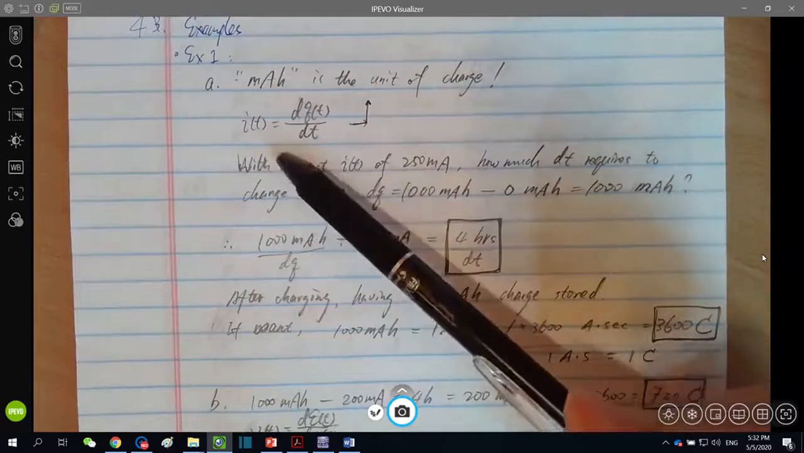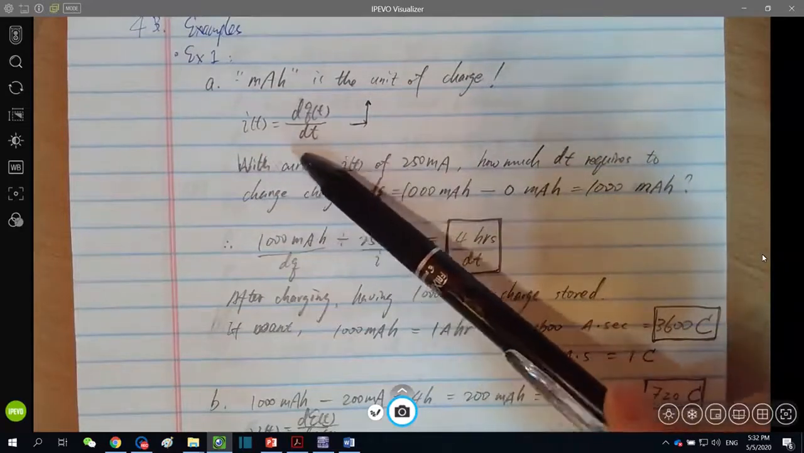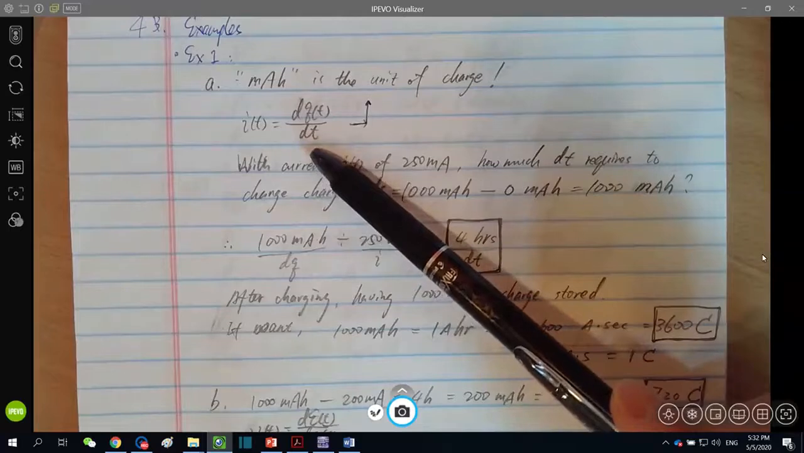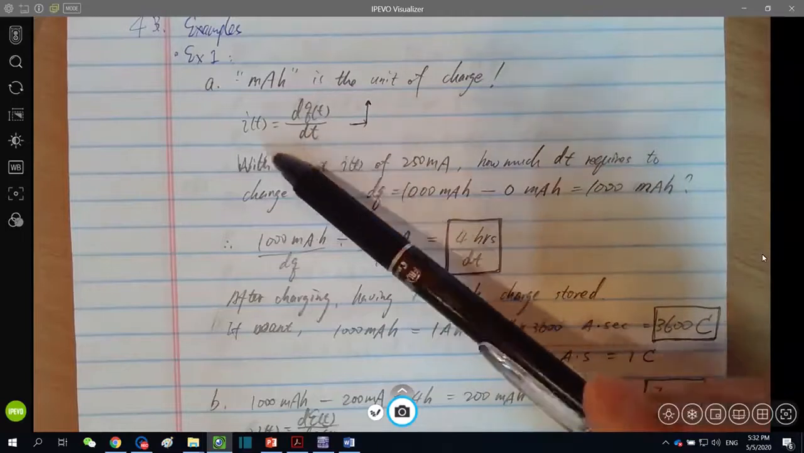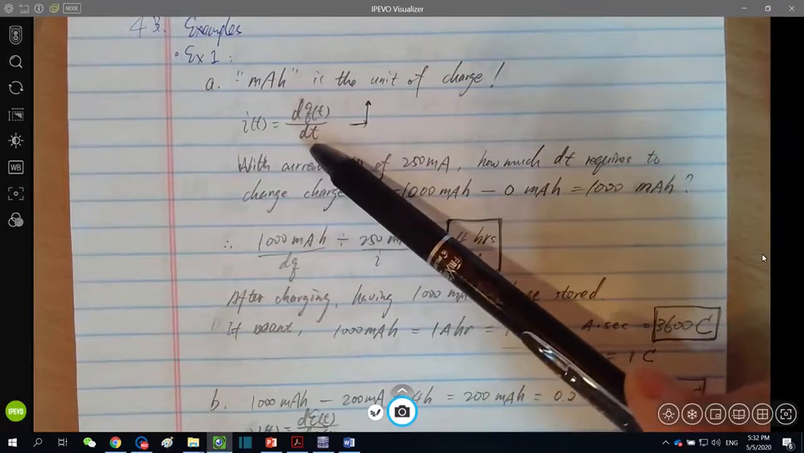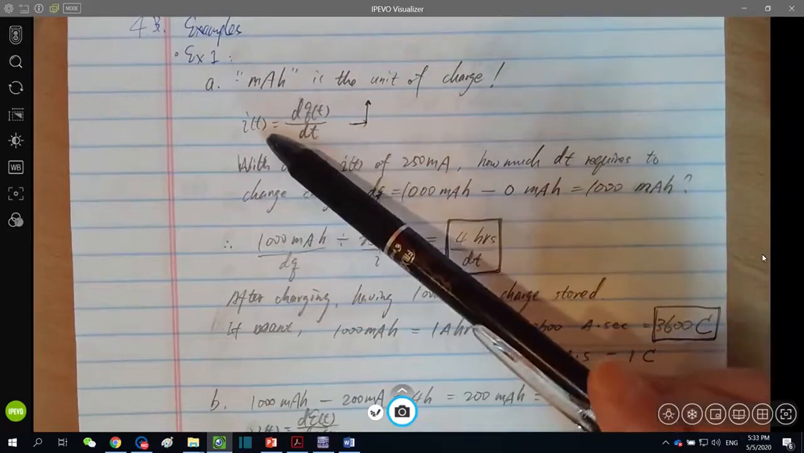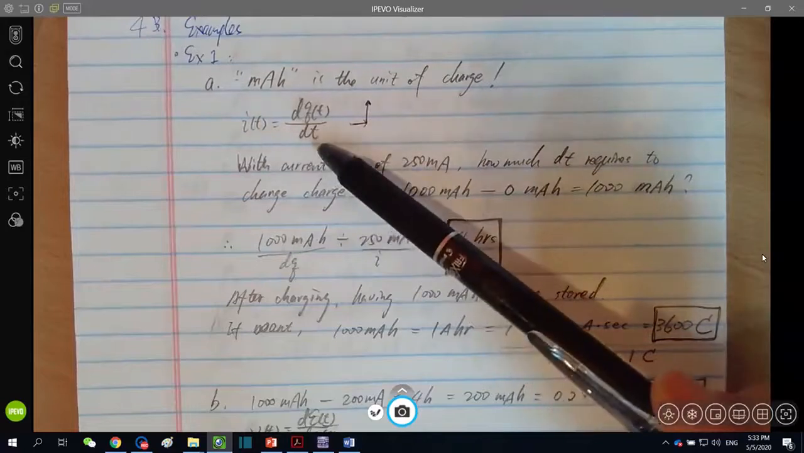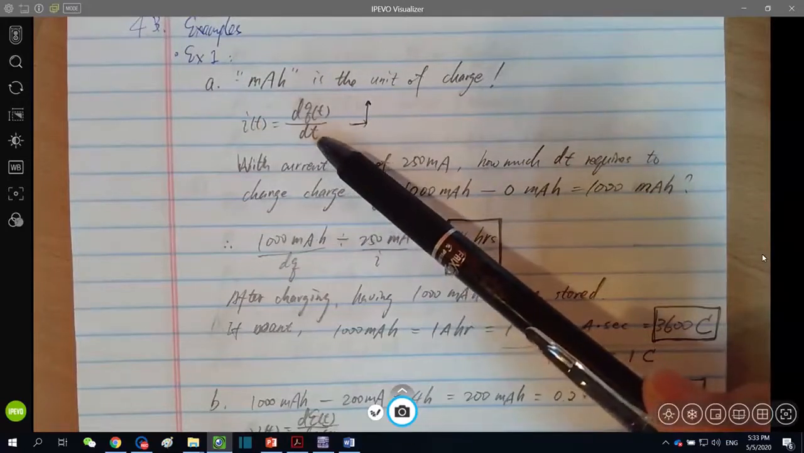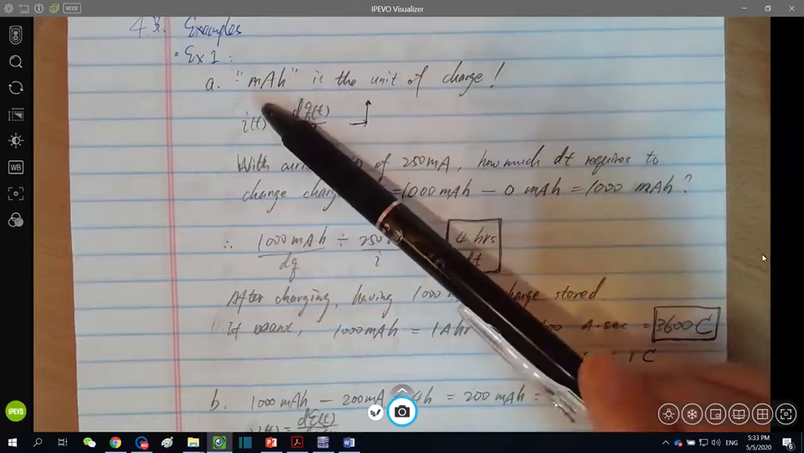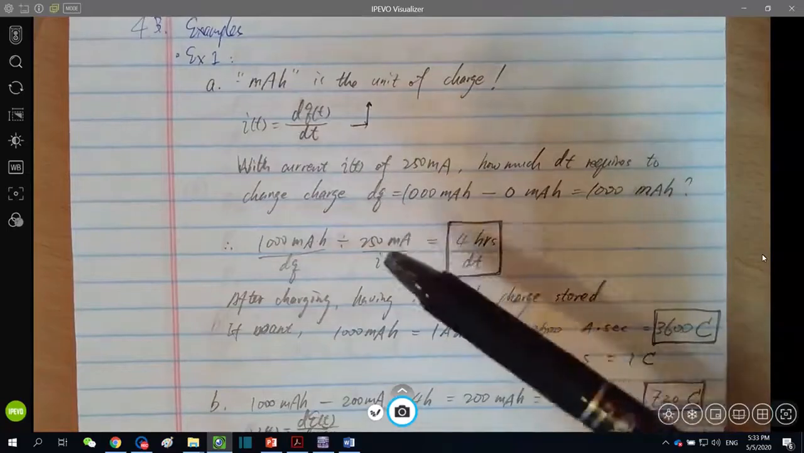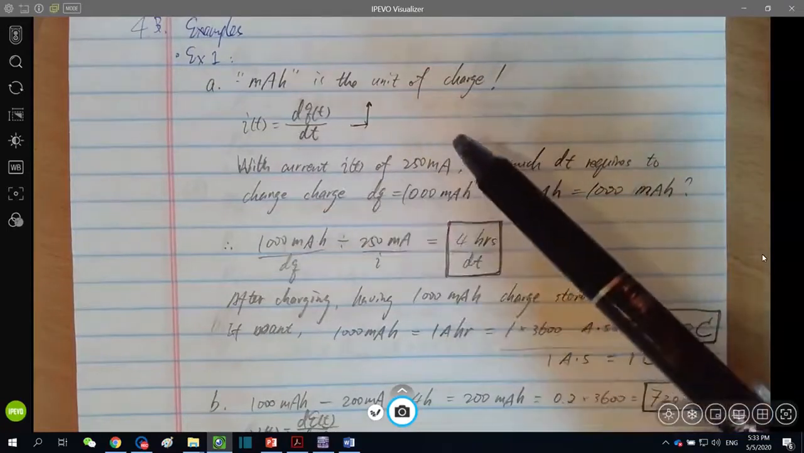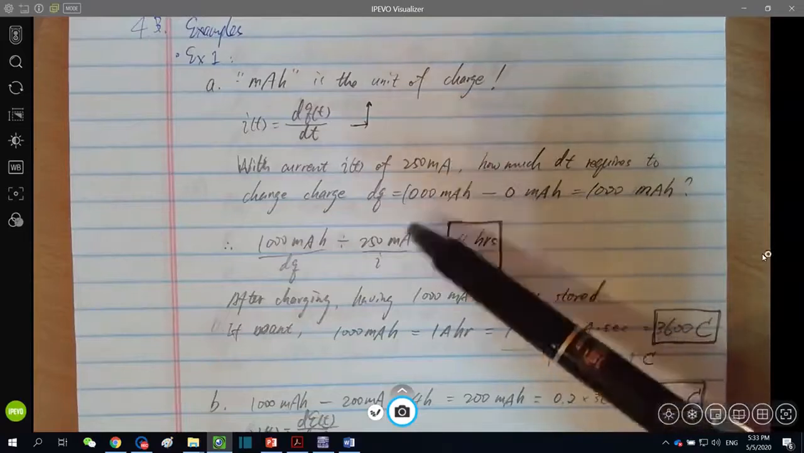How could that be? It's because of this equation we learned. The current is equal to the rate of change of charge. So you can tell the charge could be equal to the current times a certain amount of time. Therefore, the charge unit could be the current unit, which is ampere, times the time unit, which is second. So obviously here it is using milliampere and hour, so they're pretty much making sense. So 1000 milliampere hour is talking about the charge of the battery.